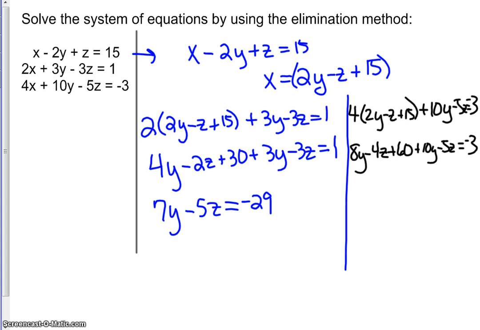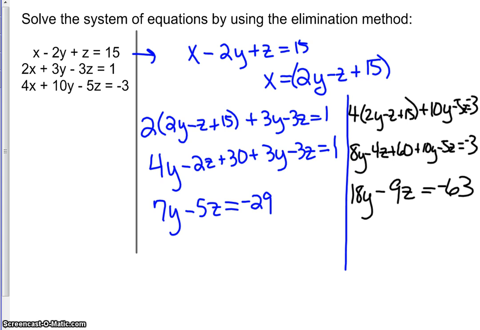Combine my y's to begin with. I have 18 y's. Combine my z's. I have negative 9 z's. Bring my 60 to the other side, I'd have negative 63 on the other side. Now I have two equations. Now I have the choice of solving this by elimination. It's icky to solve by elimination, but we can still do it.